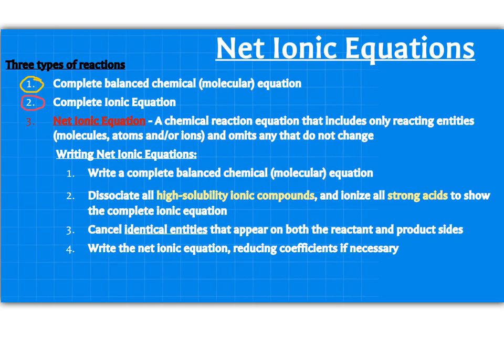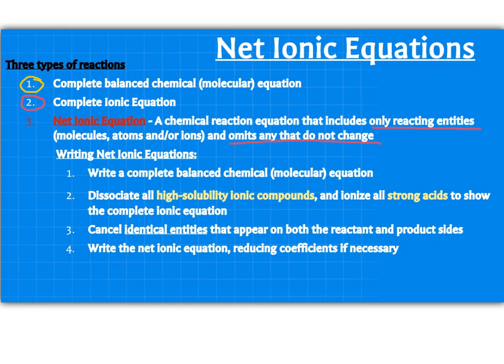The third type, that is what we're going to be talking about today, is a net ionic equation. A net ionic equation is only going to include the reacting entities, and it's going to omit anything that doesn't change. When we're writing a net ionic equation, we're always going to do the same 4 steps. First step is we're going to write a balanced chemical equation, which again is the same equation that you've been writing since grade 10, also known as a molecular equation.